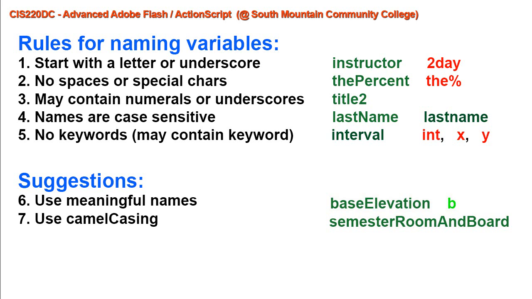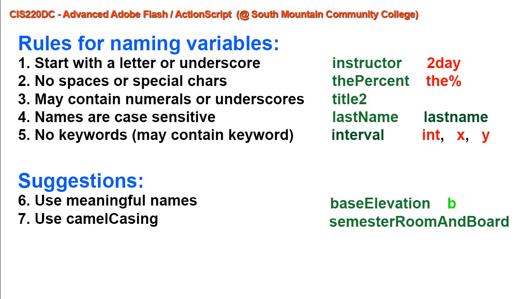And you cannot use keywords such as int, x, or y. X and y are used for coordinates of an object. Int is a keyword specifying integer. But you can use x, y, or int inside another name, such as interval.